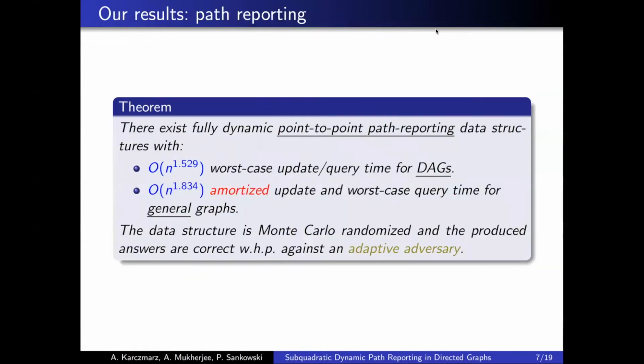In this work, we show that there exist fully dynamic point-to-point path reporting data structures with order n to the 1.529 worst case update and query time for directed acyclic graphs, and order n to the 1.834 amortized update and worst case query time in general graphs. The data structures are Monte Carlo randomized but work against an adaptive adversary.